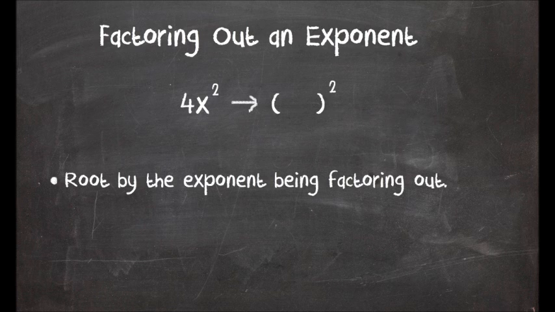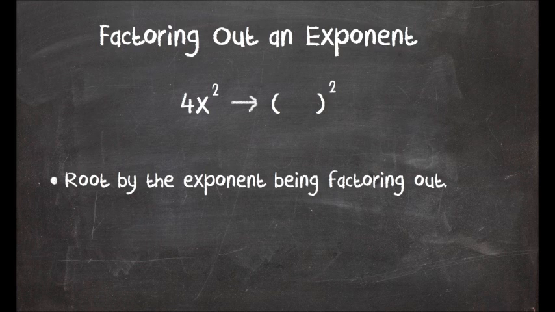So here we go. Now sometimes you won't have it explicitly told to you that you're factoring out an exponent. Like what we see here, it's just asking us to rewrite it in that notation with a parentheses and an exponent, but that's what we're doing. We're factoring out an exponent. Now when you're doing that, essentially what you're going to be doing is rooting by the exponent that you're factoring out. And that brings us to our first question.